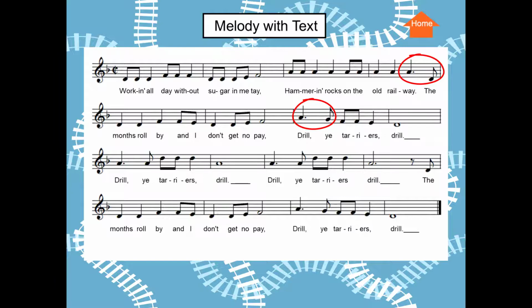If you look at the third line, it appears here. It also shows up here. Ooh, and look, there's another dotted note, but that's not a quarter note, it's a dotted half note. In the last line, it's in the second to last measure, right here where we sing Drill Ye Tarriers again.